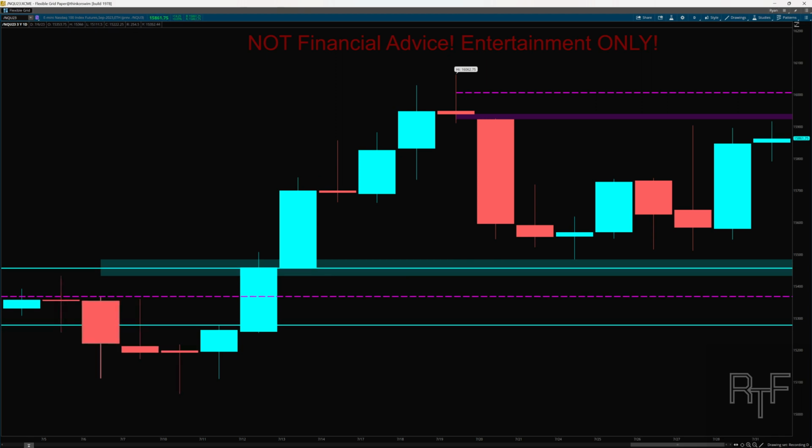We have the order block here, we have the weekly fair value gap, and then we have the daily fair value gap. So there's a lot of confluences here. Should price draw down, I would expect the consequent encroachment of the daily fair value gap to be a very key level. So this is at 15,367-ish.